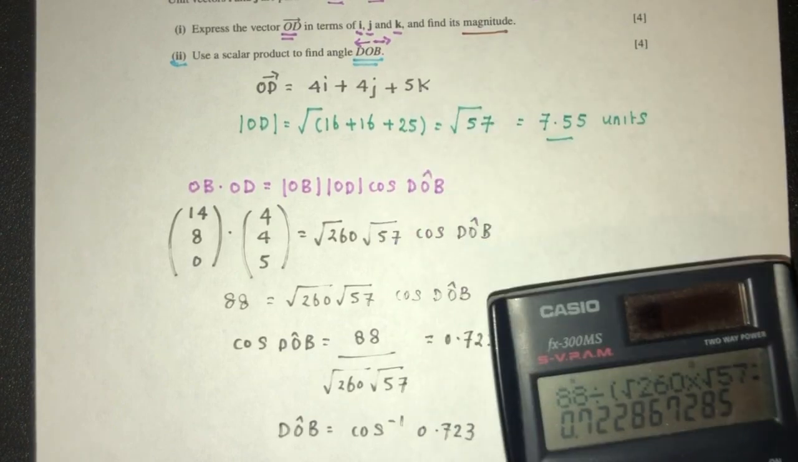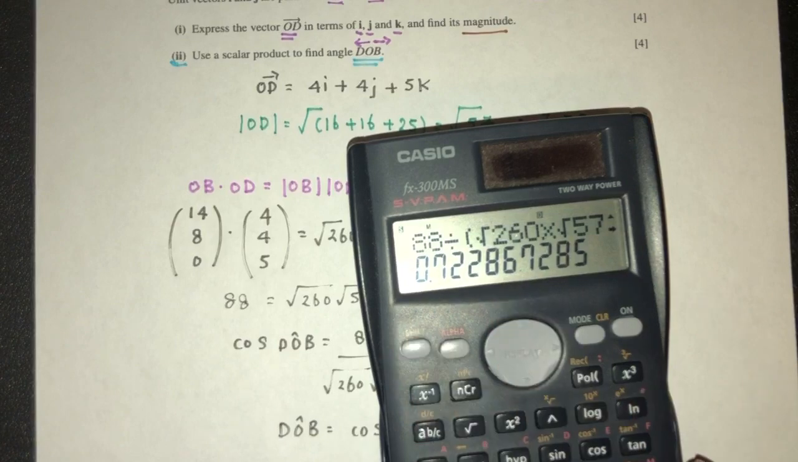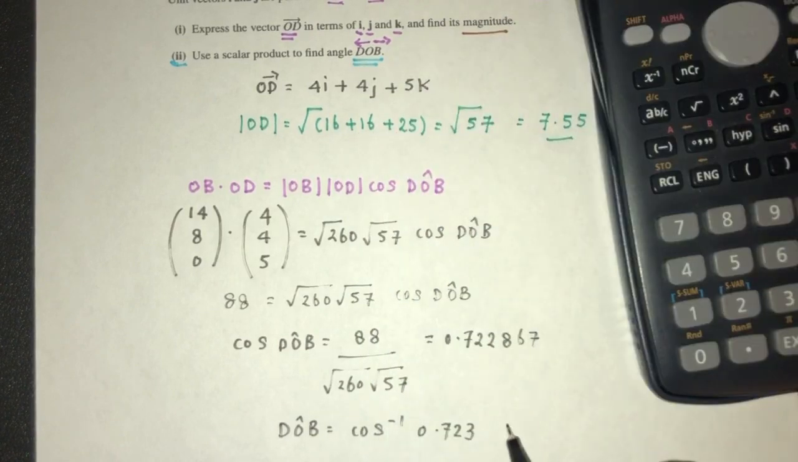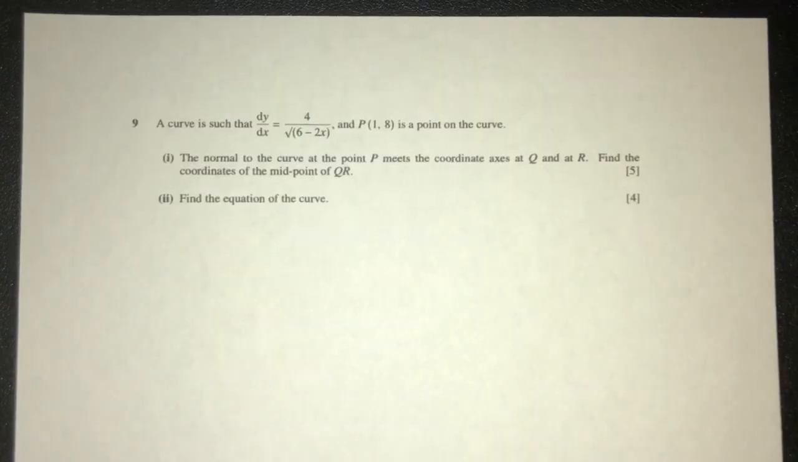Let's see what we get. We can use degrees, it is not specified, we can use degrees or radians. That will be 43.7 degrees for the angle, correct to 1 decimal place. And that will be your question in relation to vectors. Let's move on to the next question.